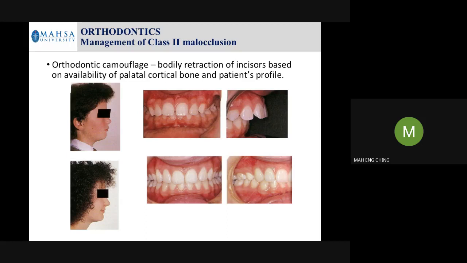So before you do this incisor retraction, we always take what we call the ceph X-ray. A ceph X-ray is a cephalometric X-ray, which assesses the patient's skeletal pattern and the incisor angle. So if the incisor is very proclined, you can retrocline the incisor quite a bit, pushing the teeth backward quite a bit. But if the tooth is already quite upright, then there's a limit to how much you can push the upper incisor backward.